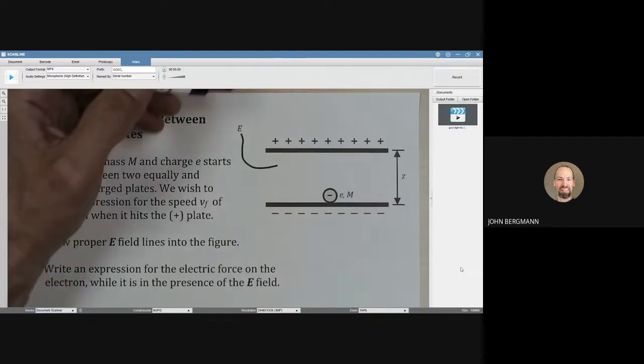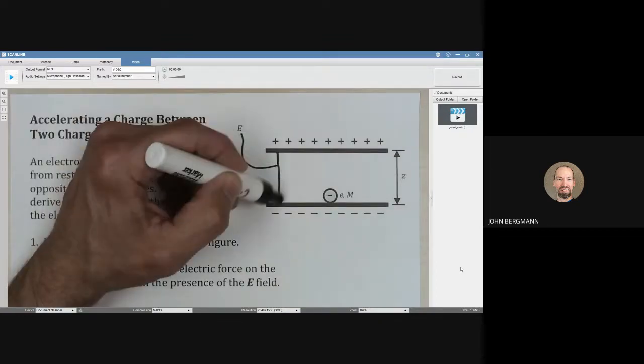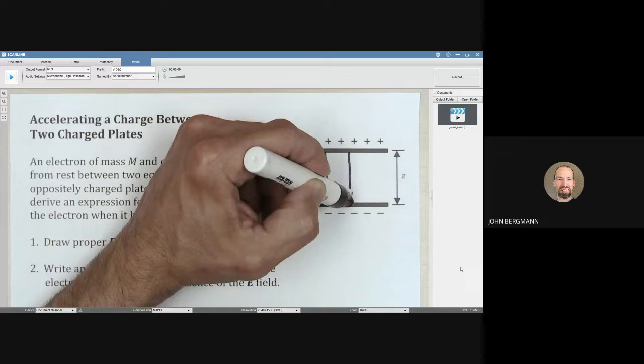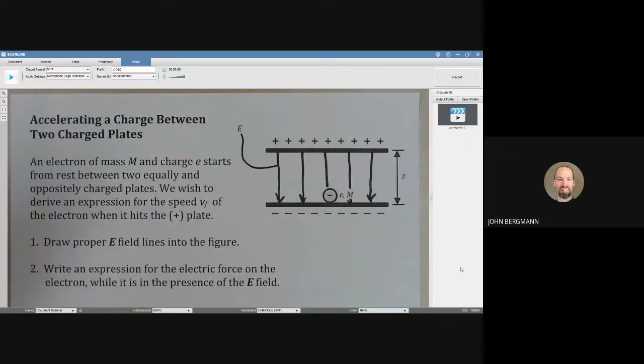Let's put electric field lines into this figure. They should be uniformly spaced, and they should point away from the positive charge and toward the negative charges.